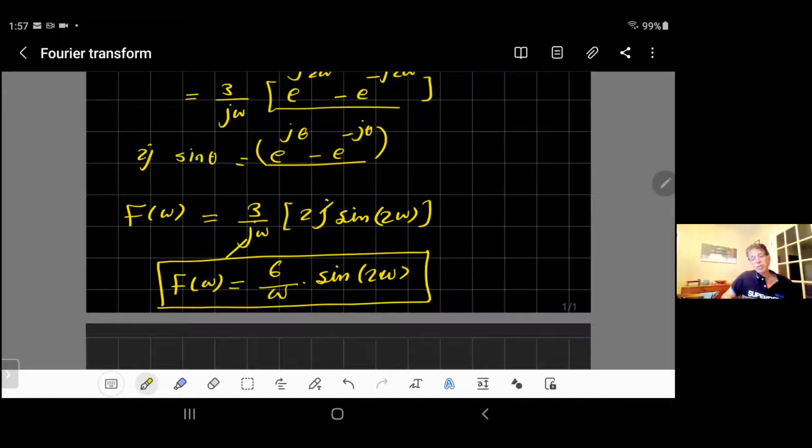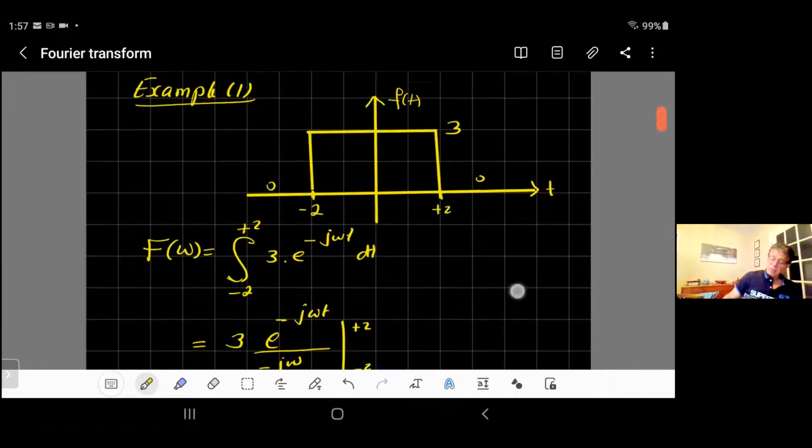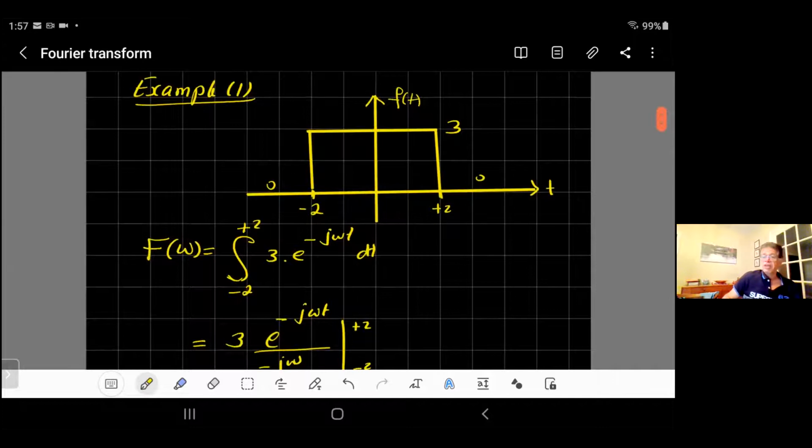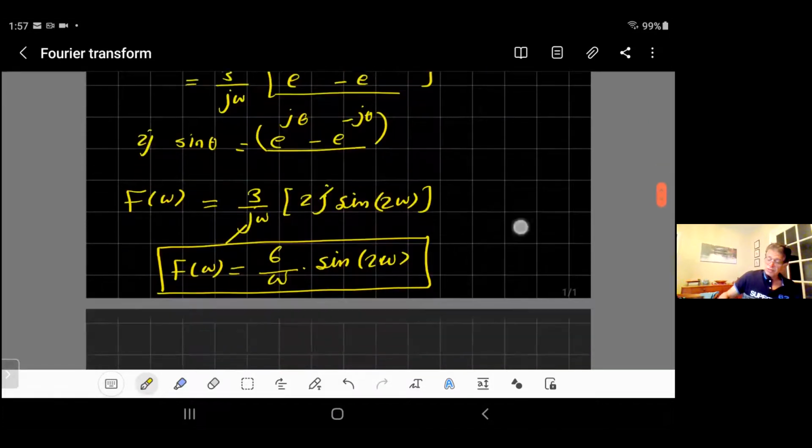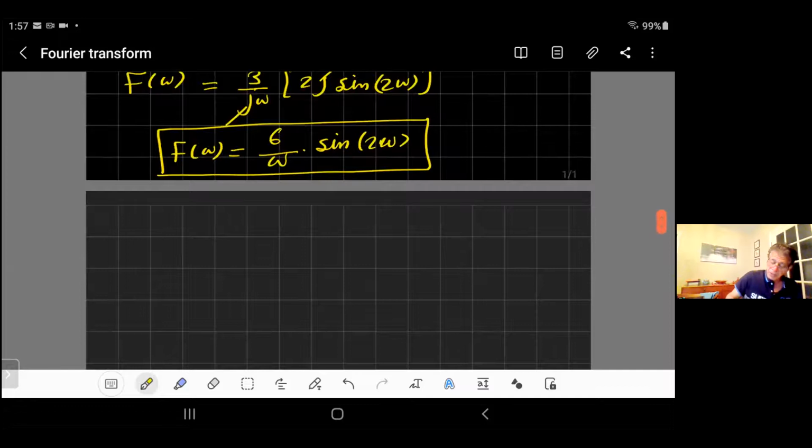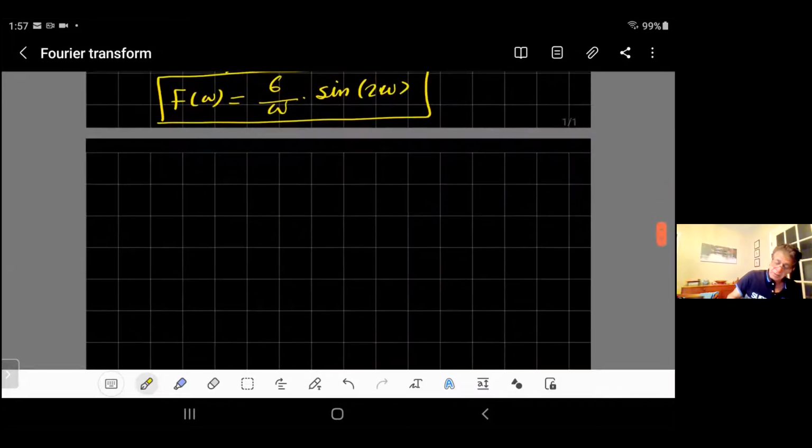So that's the expression that we got. That's the Fourier transform of the function. All right, let me take another example. In this example, the graph was given of the function. What about if the function is given like a mathematical expression? That will be our second example.